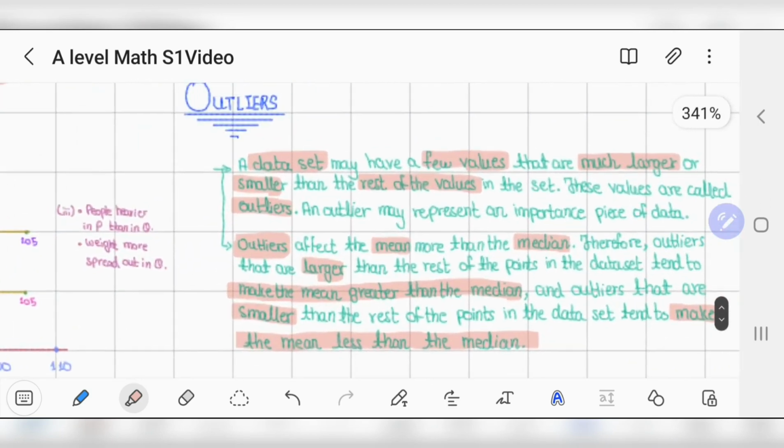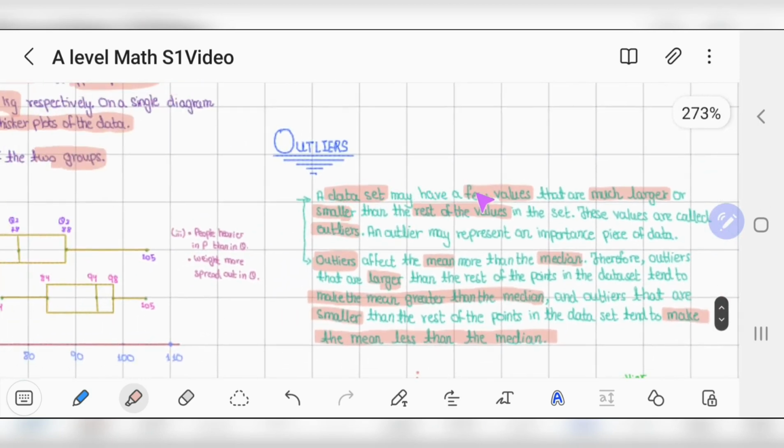What are outliers? A data set may have a few values that are much larger or smaller than the rest of the values in the set. These values are called outliers. So an outlier is a value that makes a huge difference. It affects the mean but it doesn't affect the median. So an outlier may represent an important piece of data. Outliers affect the mean more than the median.